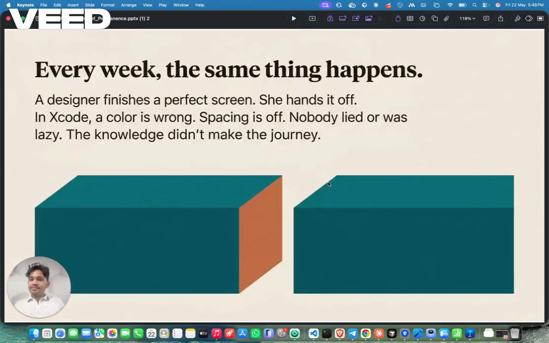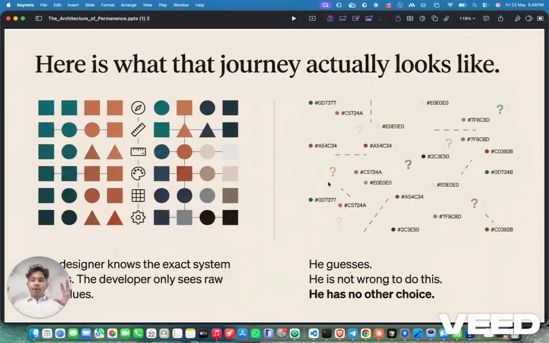Every week, the same thing happens. A designer gives a perfect screen to the developer. This screen exists in Figma. A developer also has their own design system, but this design system exists in code. They are not interacting with each other. Although both design systems are made to solve the same problem, working towards the same product, they don't interact, and the AI does not know how the design system in Figma connects to the design system in code.